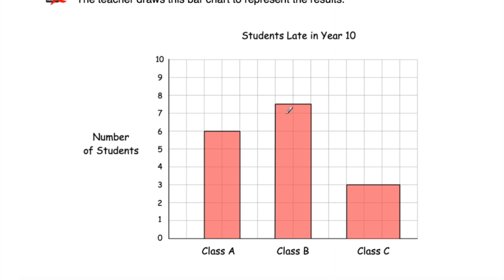So the height of this bar reads 7.5 students, or it could be 7.4, 7.6. It looks like 7.5. It's in between 7 and 8. So 7.5 students late. That doesn't make sense. So there's something wrong with the height of that bar, because here we've got 6, here we've got 3, and this bar here, the height of it is 7.5. And it doesn't make sense in this context to have 7.5 students late.